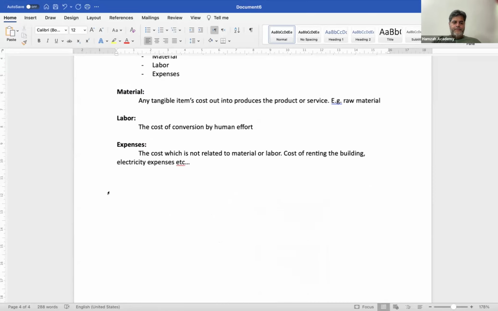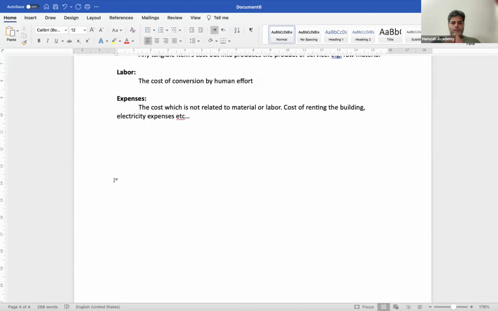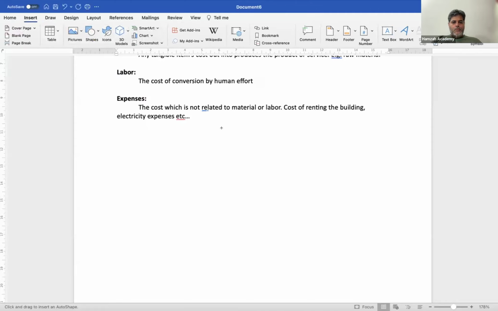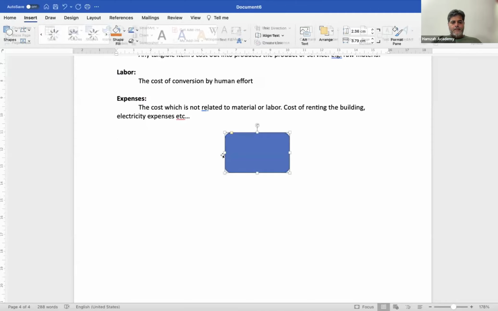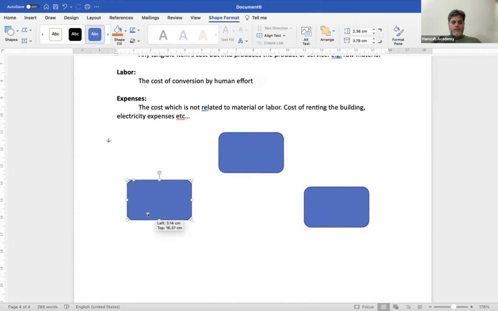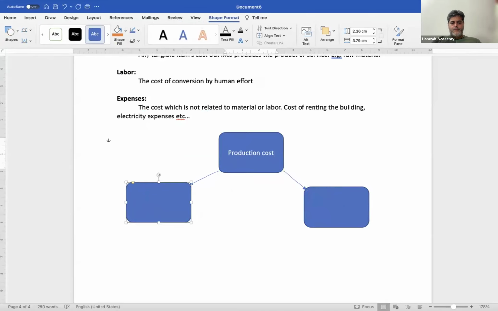Okay, after that, if we go into the segregation, we can have this over here and this over here. This is the production cost. This is the direct cost. This is the indirect cost.